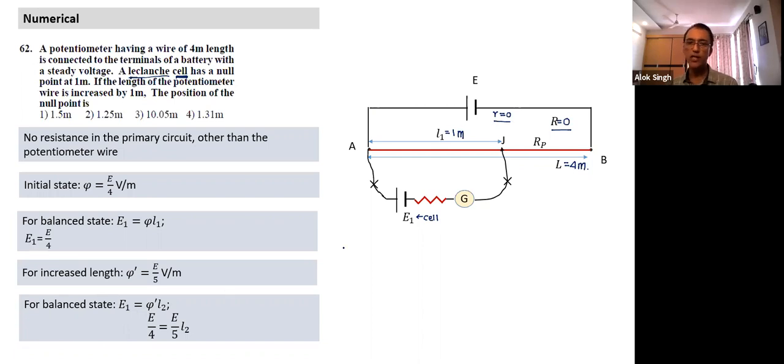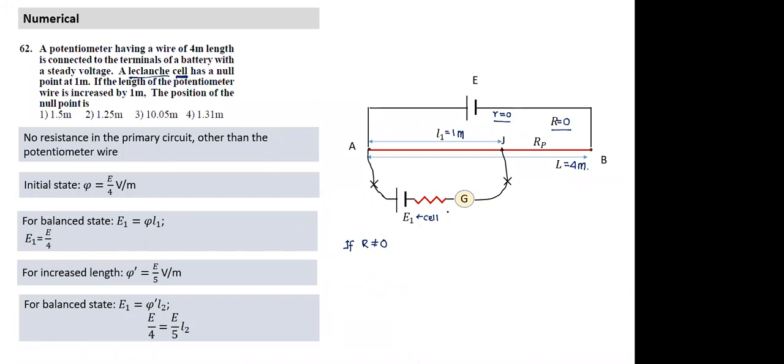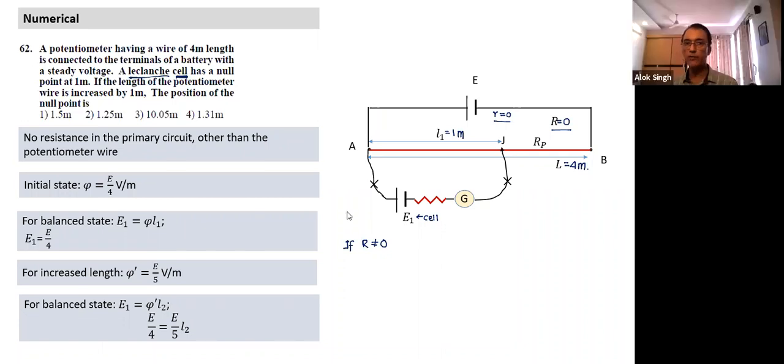Now let me see, assume if capital R is not equal to 0, what will happen? So at that time resistance and current flowing also will change, right, sir? Correct. So in that case, can we solve this question? We cannot solve.